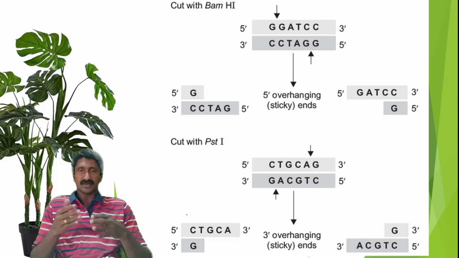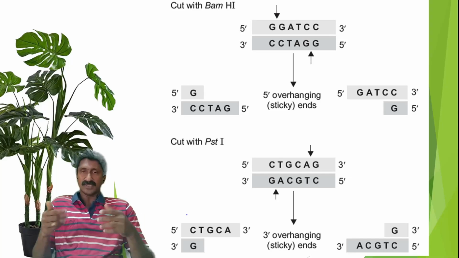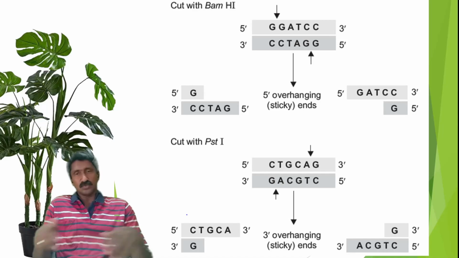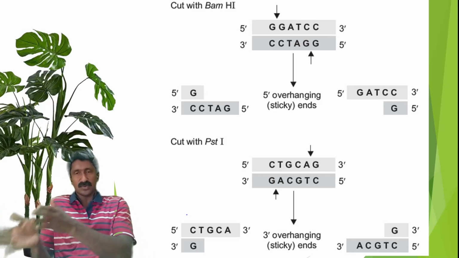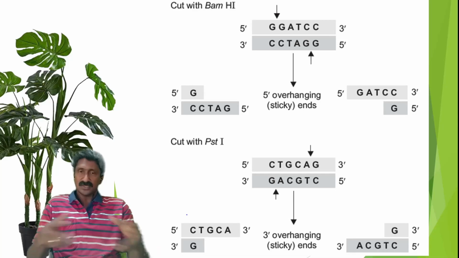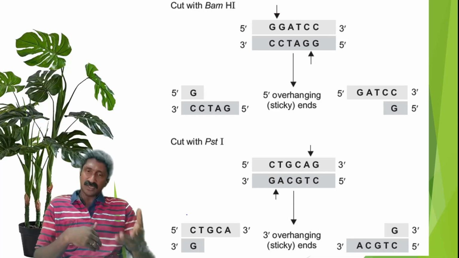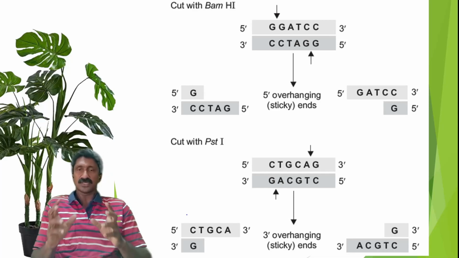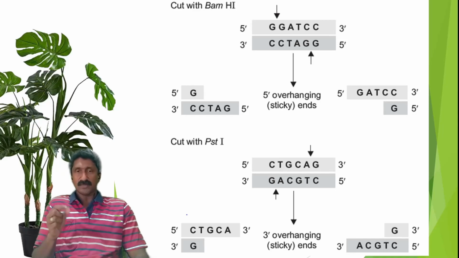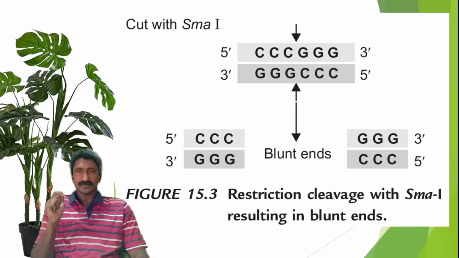It's just like a carpenter creating wooden pieces with grooves. In some cases you may create a groove on the left side, and in other cases on the right side, so that it will fit properly. So you can create a 5' sticky end or a 3' sticky end using such specific restriction enzymes. 3' or 5' overhangs or sticky ends can be created by BamHI or PstI.